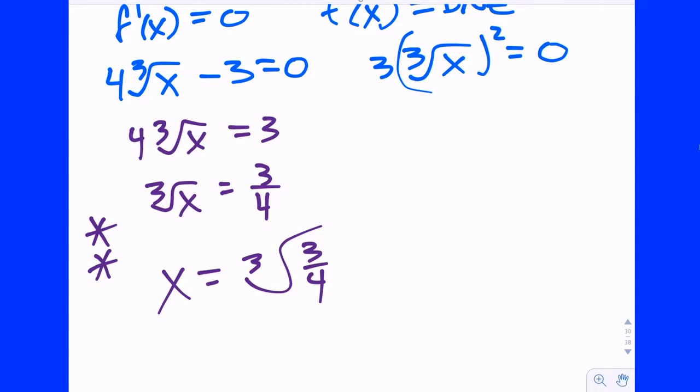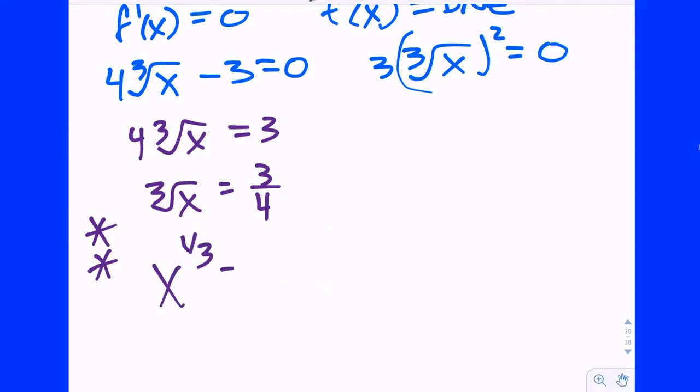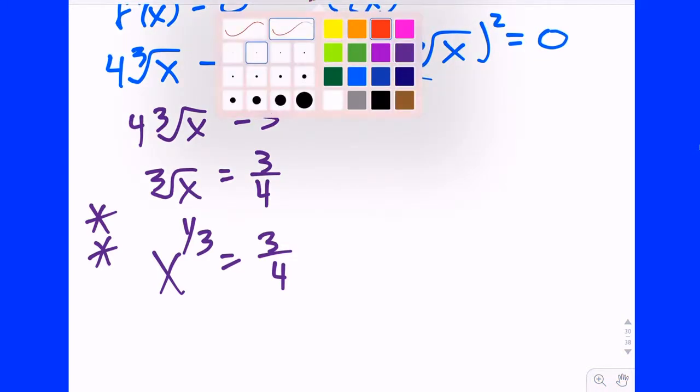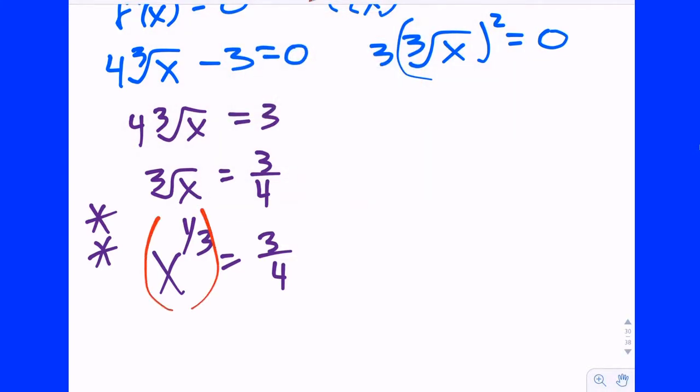How do you uncube root a number? Cube it. Now, in general, let's look at it from this perspective, because it doesn't matter what the exponent is. In this case, it's 1/3. You mathematically solve for a base when you have a numeric exponent by raising both sides to the reciprocal power. So if you had x to the 2/3 there, you would raise both sides to the 3/2. You raise both sides to the reciprocal power.